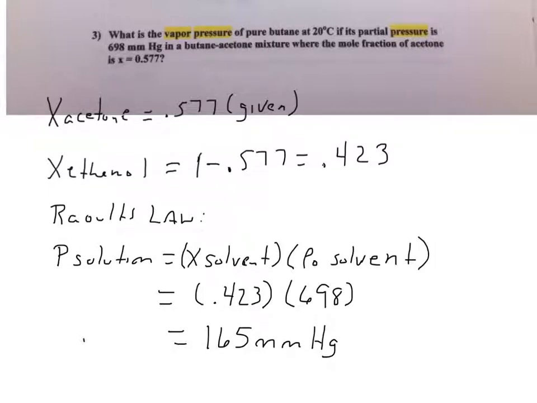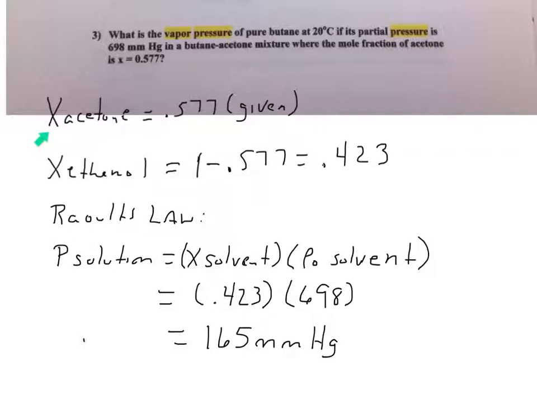Here we have example problem number 3. What is the vapor pressure of pure butane at 20 degrees Celsius if the partial pressure is 698 millimeters of mercury in a butane acetone mixture where the mole fraction of acetone is 0.577? Well, let's look at what we're given.